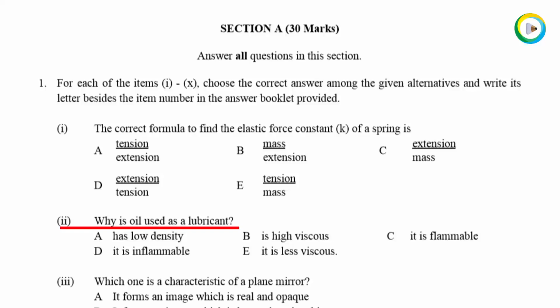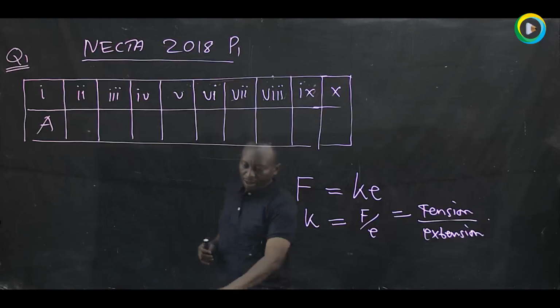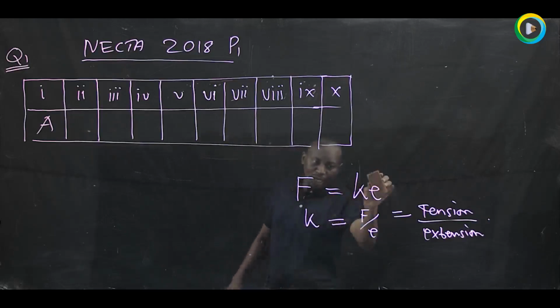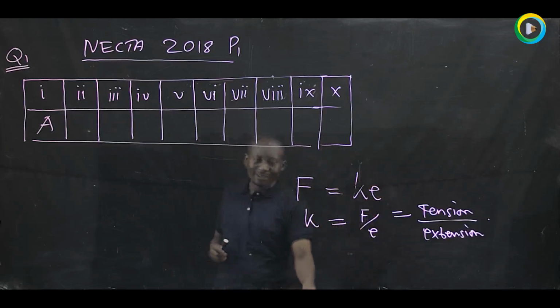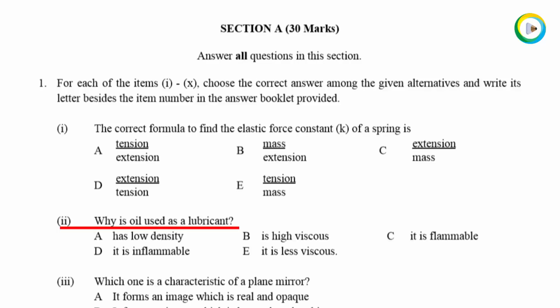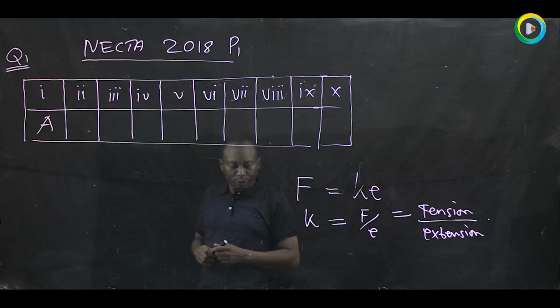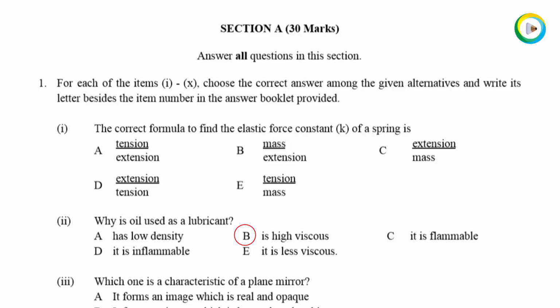Roman 2. The question says, why is oil used as a lubricant? All liquids which can be used as lubricants are those liquids which have a very high viscosity. So the reason why oil is used as a lubricant: A says has low density. It's not true. Any liquid which can be used as a lubricant should have a high viscosity. The answer there should be B, is highly viscous.